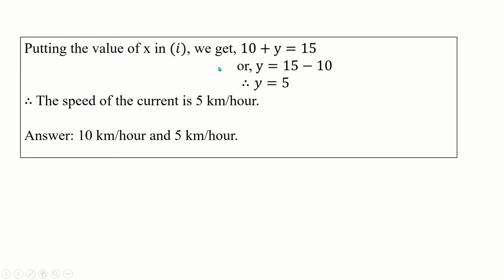Now putting the value of x in equation 1, x plus y equals 15. As x is equal to 10, so 10 plus y equals 15, or y is equal to 15 minus 10, therefore y is equal to 5. Therefore the speed of the current equals 5 km per hour. Therefore the required answer is 10 km per hour and 5 km per hour. That type of math you had already solved in class 7, so I think that everybody will solve this related problem.